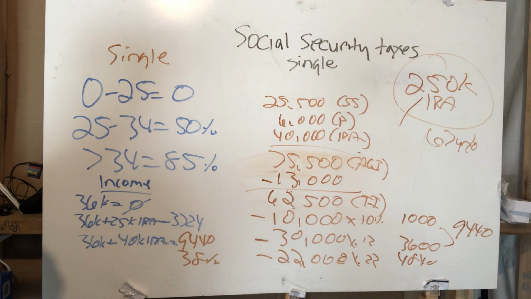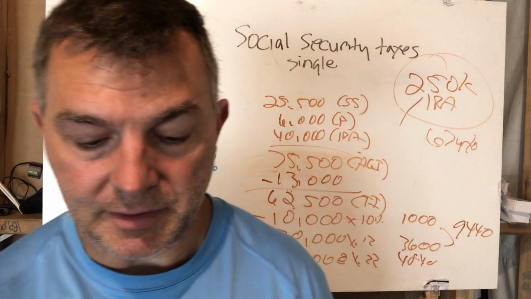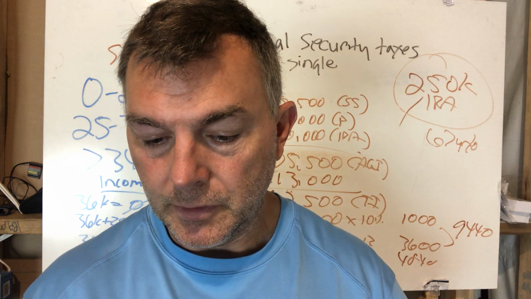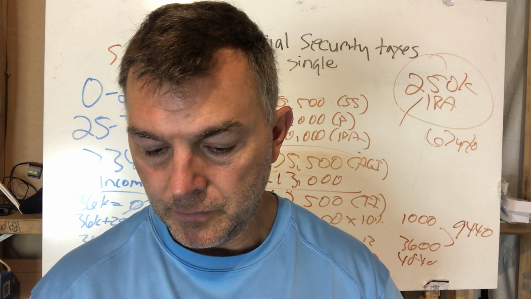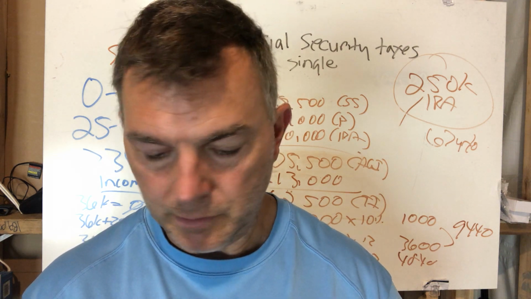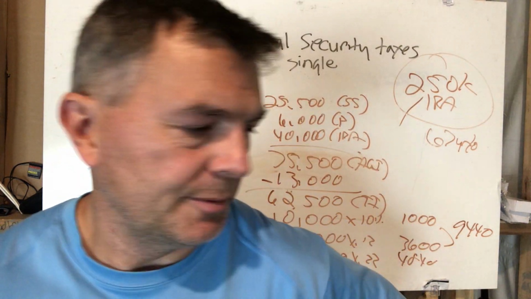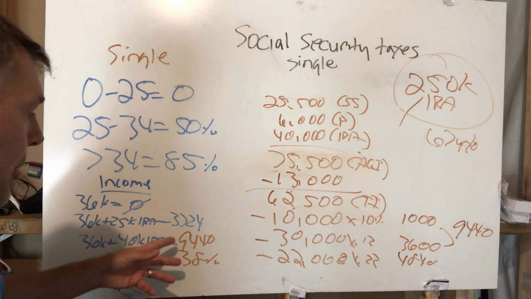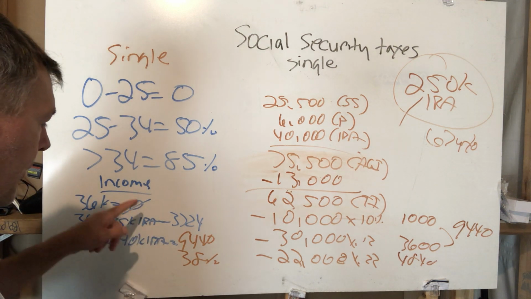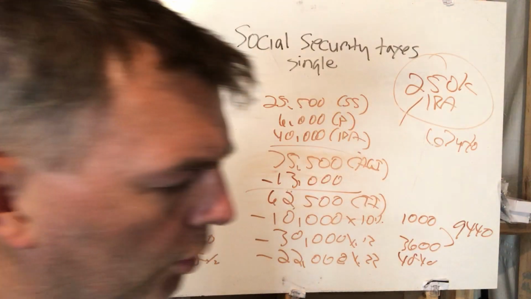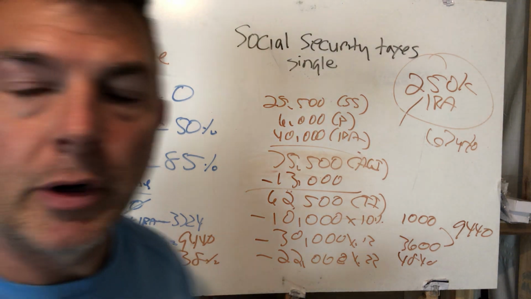If we go back, she took $40,000 out and paid $9,440 in taxes, compared to paying no taxes before. So take 9,440 divided by 40,000. That's about a 23.6% effective tax rate, which makes sense, and that's fine because she's in the 22% tax bracket.